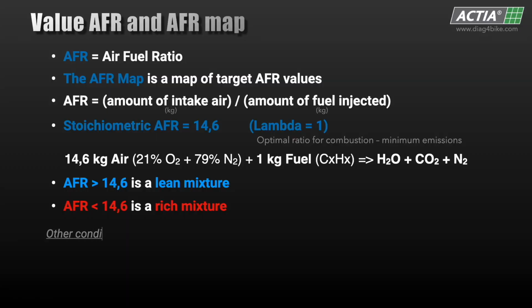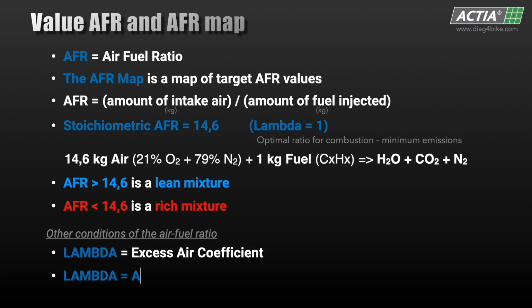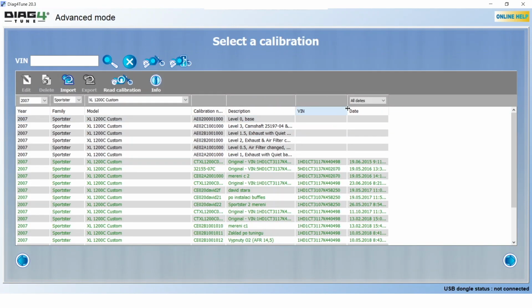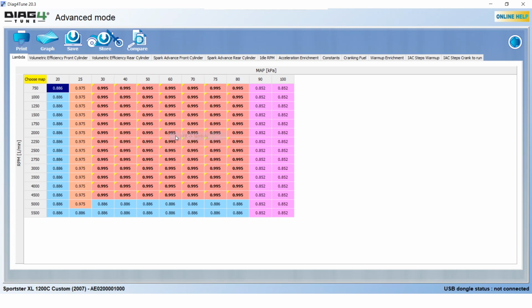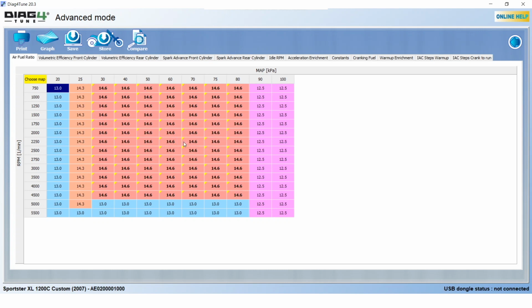It is important to mention at this point that there is another definition of air-fuel ratio known as lambda, which denotes the excess air coefficient for combustion. The stoichiometric ratio is represented by lambda value of 1. An indisputable benefit of this method of expression is independence on the type of fuel. Maps of newer Harley-Davidson motorcycles do not express air-fuel ratio through the AFR value, but through lambda. However, Diag4Tune allows you to display the air-fuel ratio as you choose, regardless of how it is defined in the fuel maps of the injection control unit.